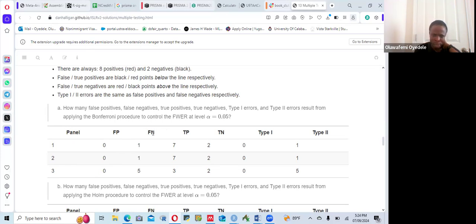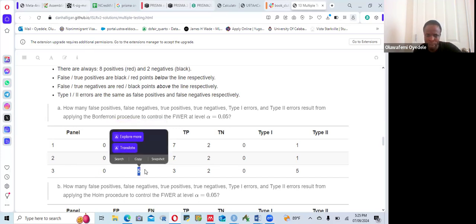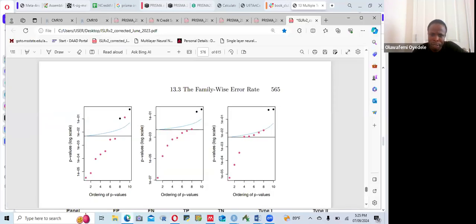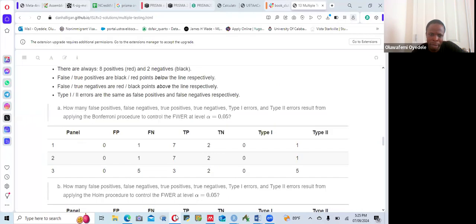How many false negatives for panel one? We have one false negative. We have one false negative for panel two, and we have five false negatives for panel three. Looking at panel three, those five false negatives are one, two, three, four, and five.